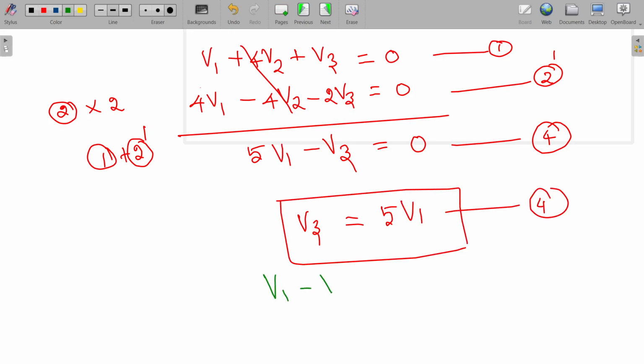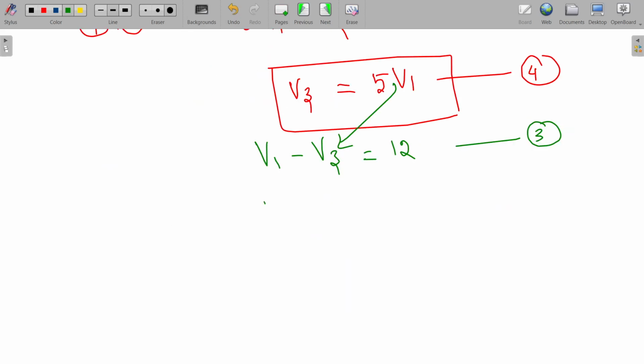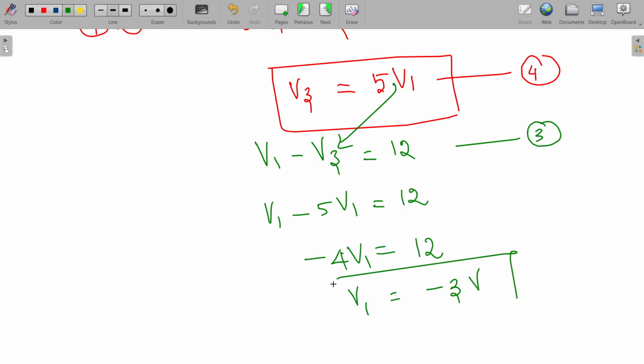So V1 minus V3 is equal to 12, isn't it? That is according to the third equation. Now substitute this value here, V3 equal to 5V1. We can write this as V1 minus 5V1, that is equal to 12. So minus 4V1 is equal to 12. V1 is equal to minus 3 volts. This is one answer we got.